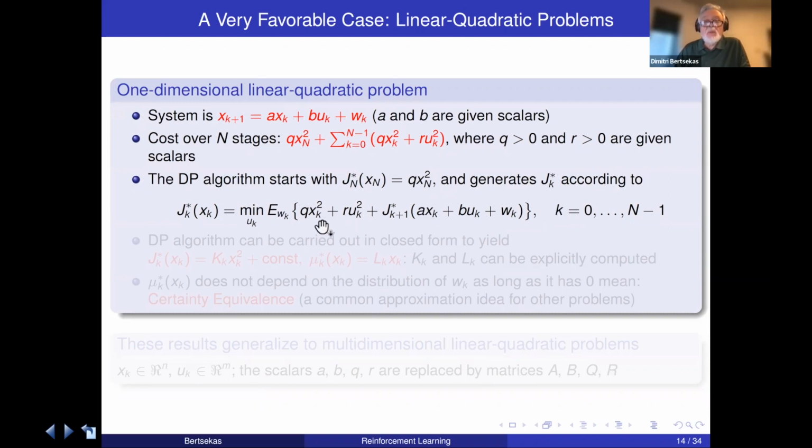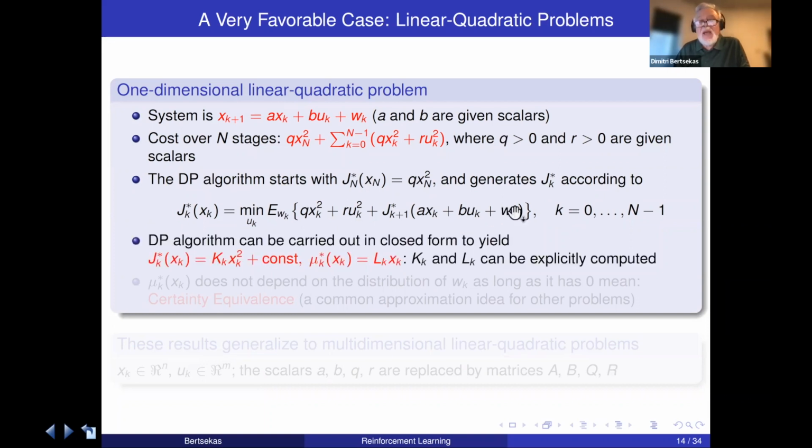So we have applied the dynamic programming algorithm to this linear quadratic problem. And the nice thing about it is that it can be carried out in closed form. It's a very easy computation, and it yields that the optimal cost to go is a quadratic function of xk. Kk is a scalar that we can compute with a simple algorithm. And the constant here is something that does not play a role, because if you add it here, a constant doesn't matter. So effectively, the optimal cost to go is quadratic.